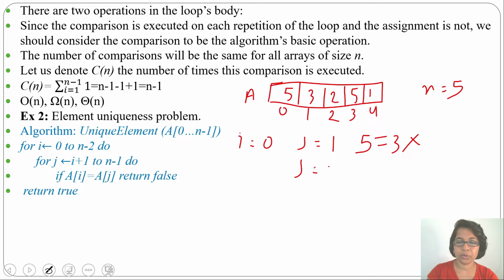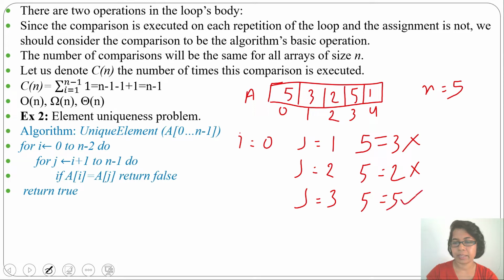j will be 2. Again we'll check, is 5 equal to 2? Is A[0] equal to A[2]? No. Then the j value will increase. It will be 3. Now we'll check, is A[0] equal to A[3]? Is 5 equal to 5? Yes. So when it matches, we return false. This array is not unique. It contains equal elements. Here you can see this 5 and this 5 are equal.